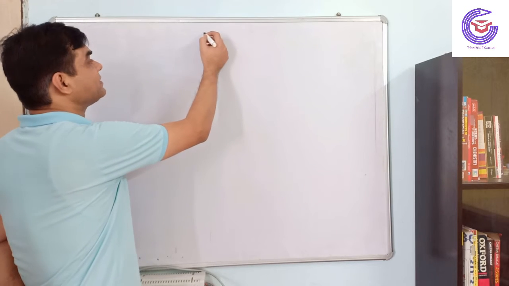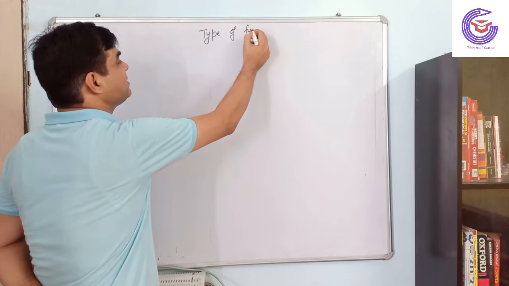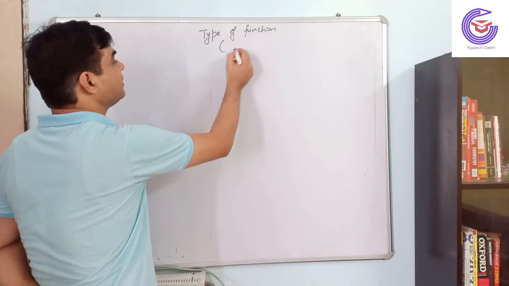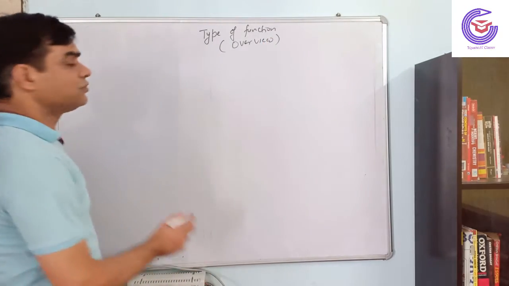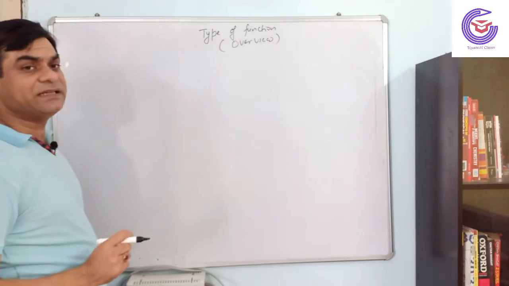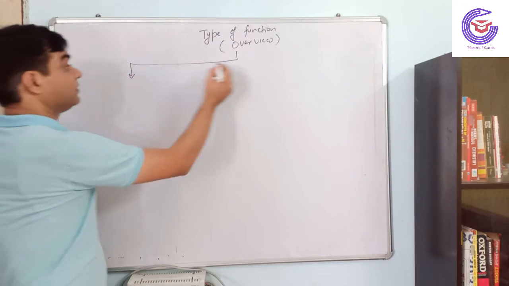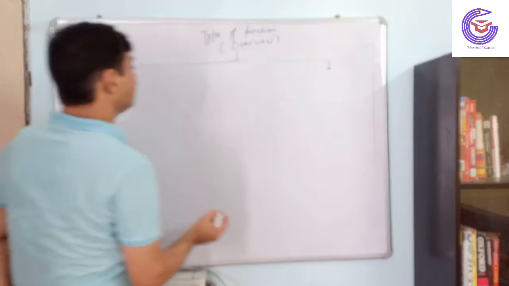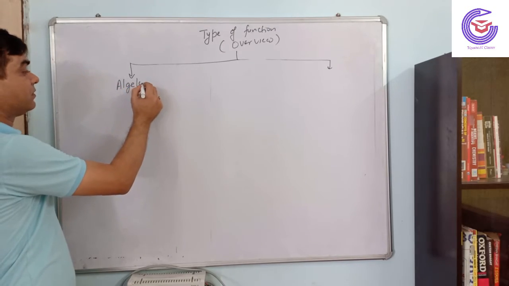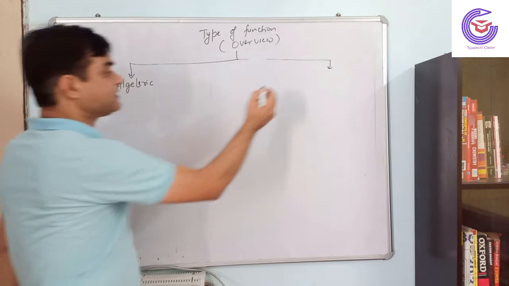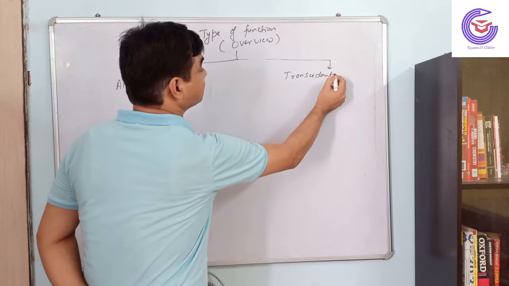So today's topic is types of function. It's an overview kind of thing. Essentially, function is divided into two categories. The first one is called algebraic, and the second one is called transcendental.